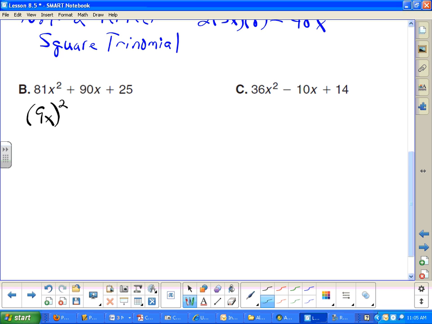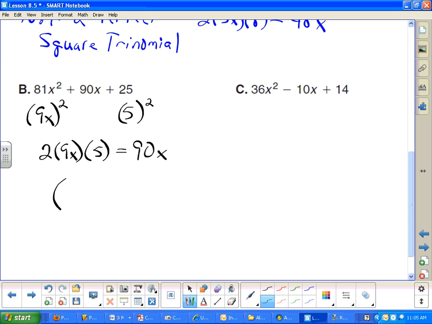And 25, is that a square? Okay, so that's 5 squared. Okay. So does 2 times 9x times 5 equal 90x? Okay, if it does, then it's a perfect square trinomial. If not, then it isn't. So 2 times 9 is 18. Oh, there's an easier way, right? 2 times 5 is 10, and 10 times 9 is 90. Okay, so this is true. So it is a perfect square trinomial.